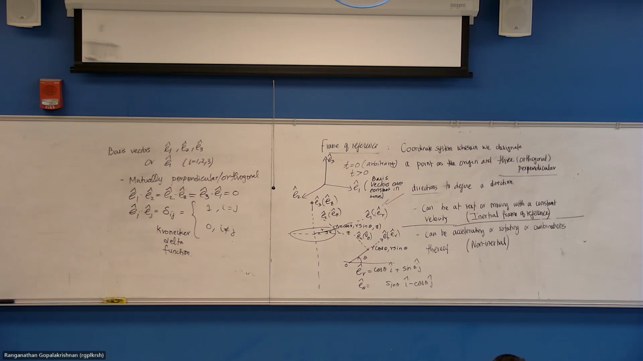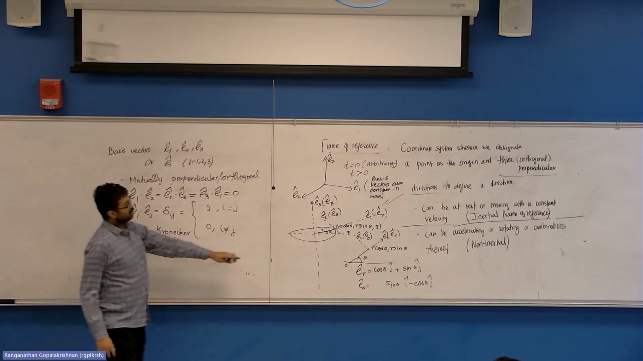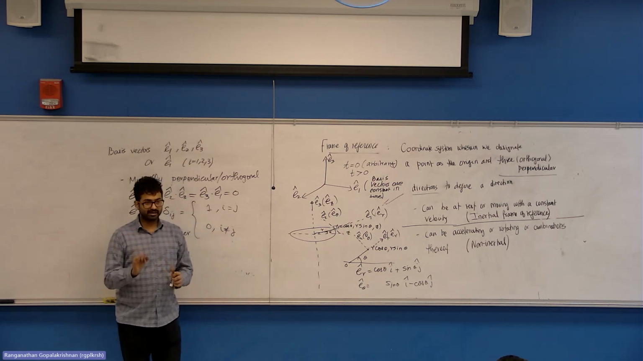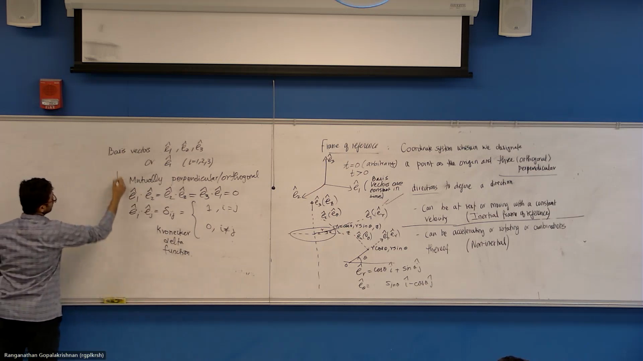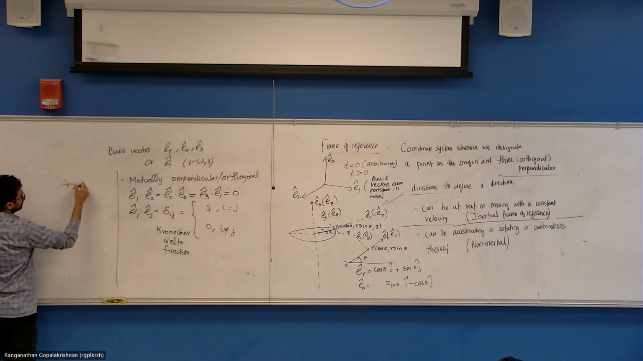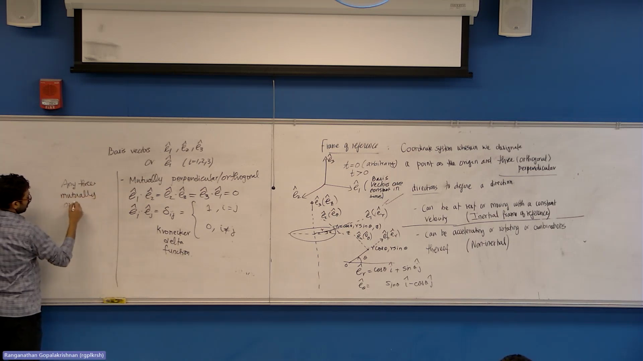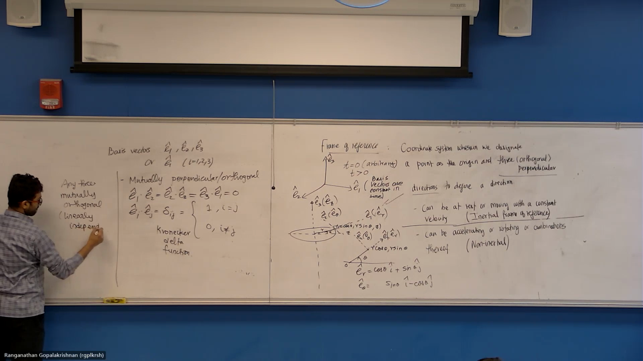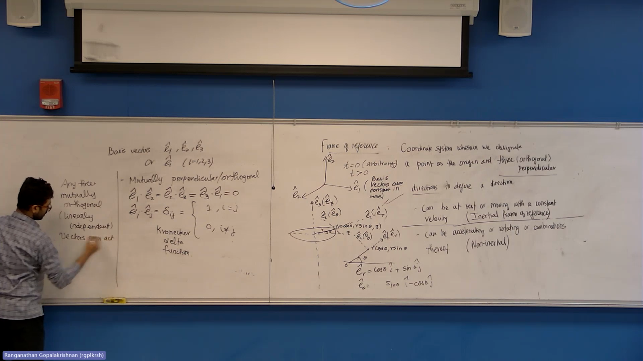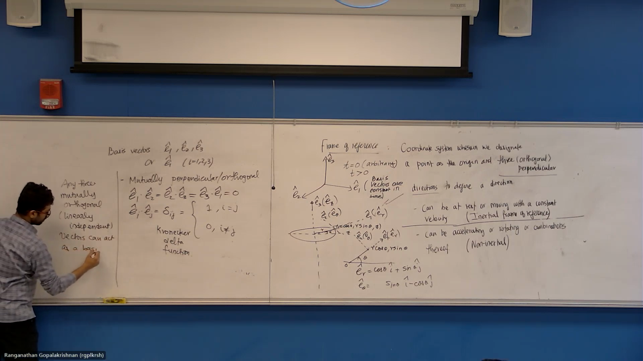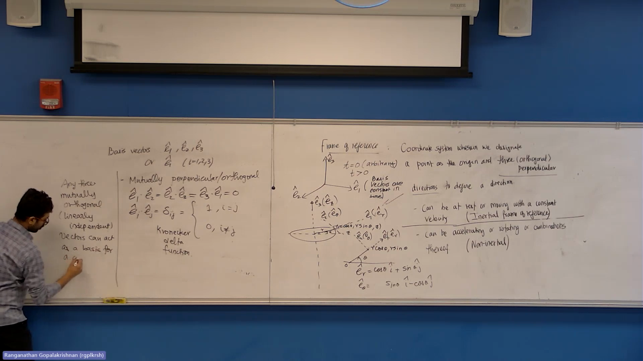So, we talked about basis vectors. They are mutually orthogonal. Any three mutually orthogonal vectors can form a coordinate system or be a basis. So let's write that down. Any three mutually orthogonal, in mathematical terms we call it linearly independent, vectors can act as a basis for a coordinate system.